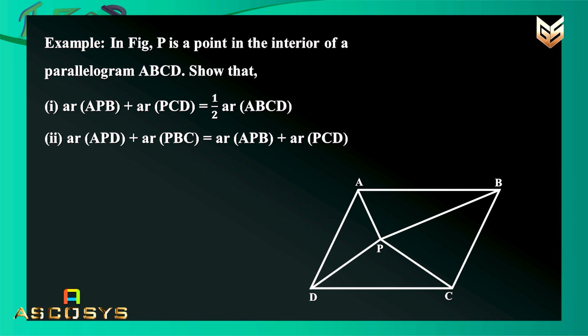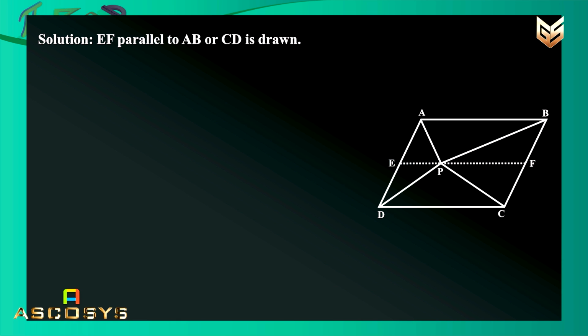So, the next question is, as you can see in the figure here, P is a point in the interior of a parallelogram ABCD. You need to show that, number 1, area of APB plus area of PCD is equal to half of area ABCD. And number 2, area of APD plus area of PBC is equal to area of APB plus area of PCD. So here first of all, through the point P, we need to draw a line which is parallel to AB or CD.